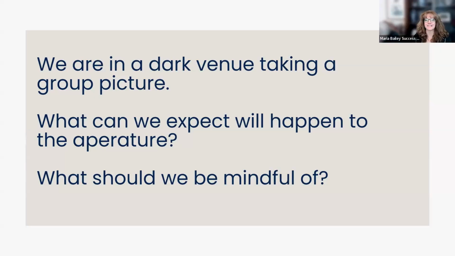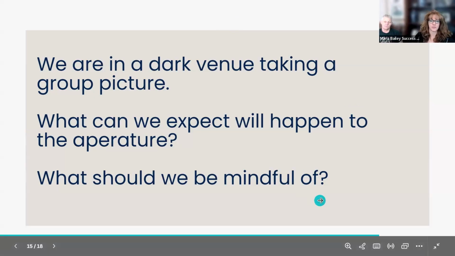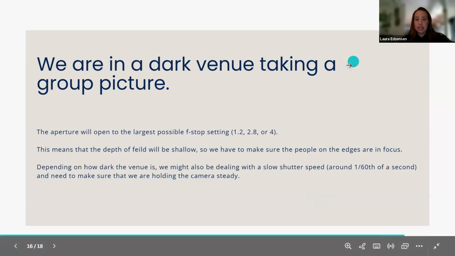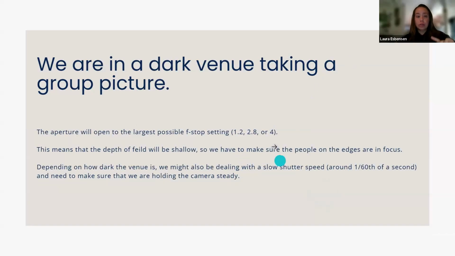I have to redeem myself that I am actually capable of learning. That the people on the sides are in focus, because aperture refers to the depth of field. So if it's wrong, they might not be in focus. That's exactly it. So the aperture will open up as wide as possible, which is the smallest numbers. And I know that's confusing. This means that the depth of field will be shallow. So we have to make sure our people on the edges are clear.